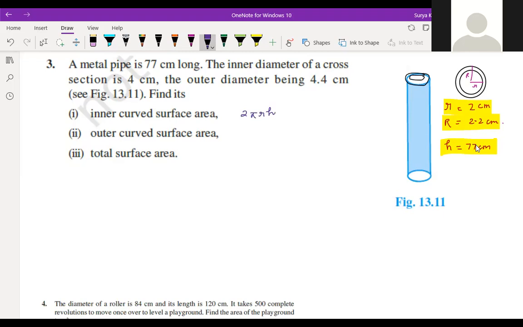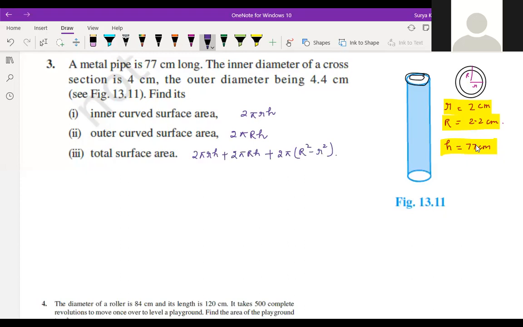Again, outer curved surface area, we should write here 2 pi capital R h. Total surface area means you should add this one also: 2 pi r h plus 2 pi capital R h plus 2 pi (R square minus r square).